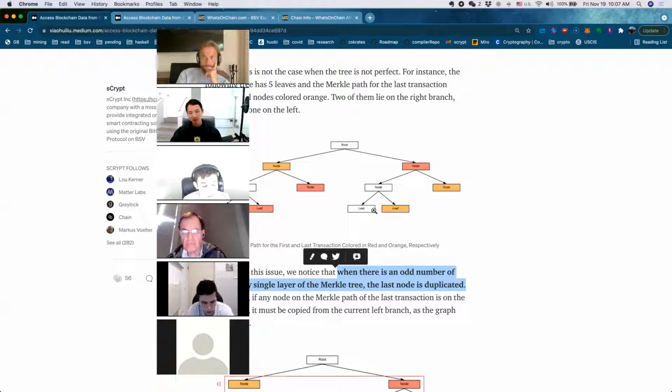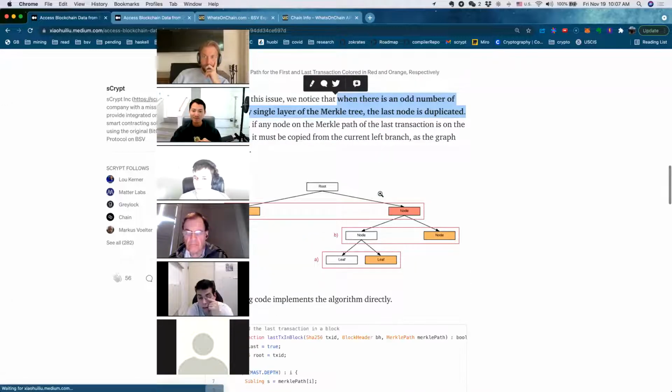What does it do? In the actual node software, if you are on the left and you don't have any node to pair with you on the right, you just duplicate the node. Basically, you hash it by concatenating it with itself. For example, here, if this is a leaf node and you don't have any node out there, how do you get this middle node? You basically copy it, concatenate, hash it, and you get this intermediate node.